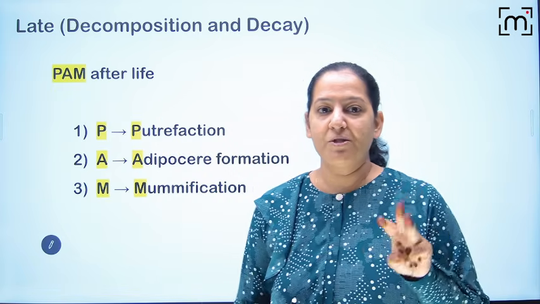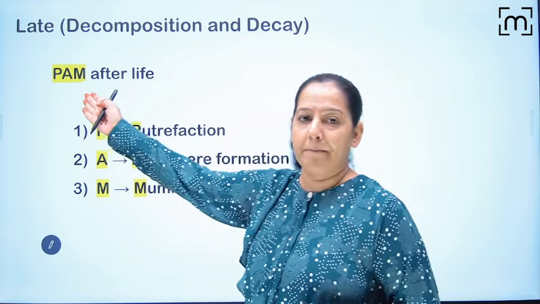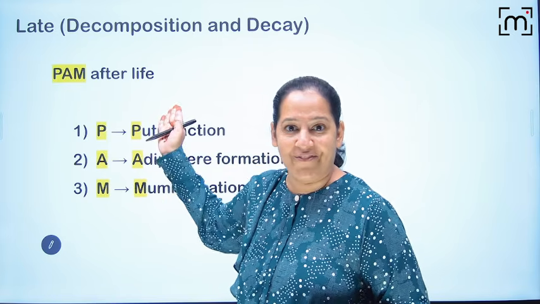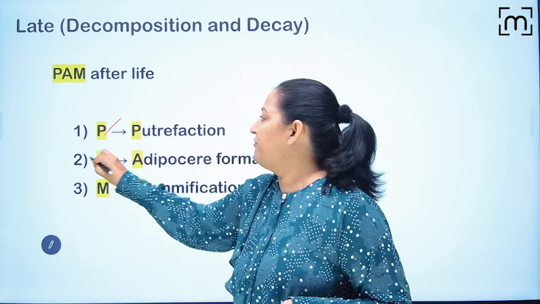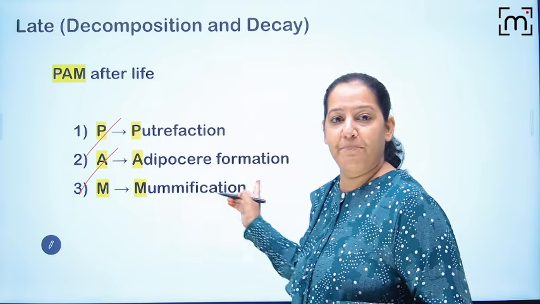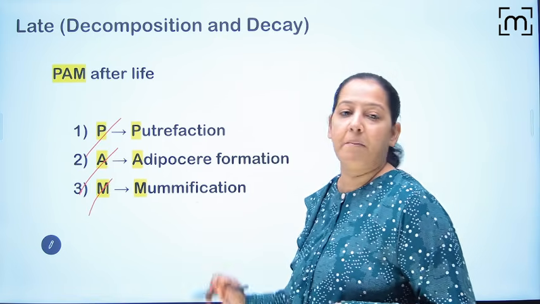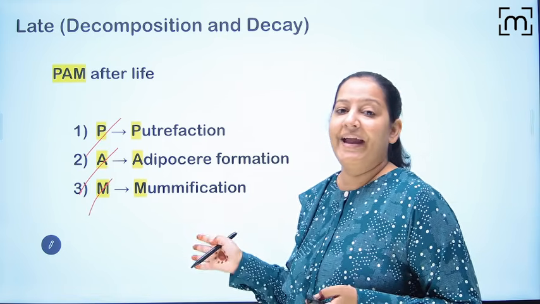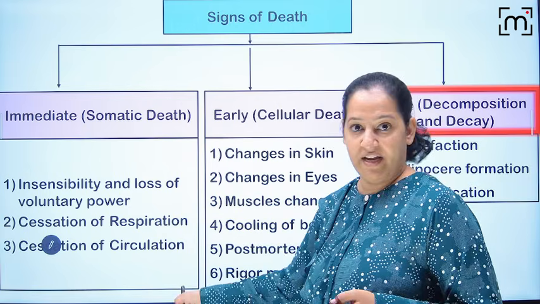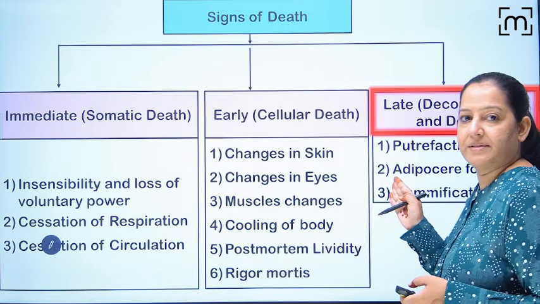What are the 3 late postmortem changes? The mnemonic is PAM, PAM after life. P for putrefaction, A for adipocere formation, and M for mummification. So these are the 3 late changes. We have done immediate, we have done early, and now late changes.